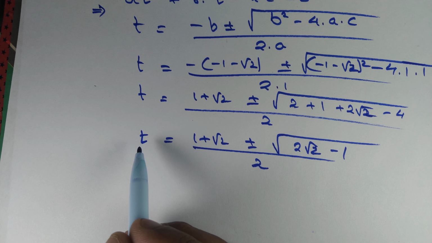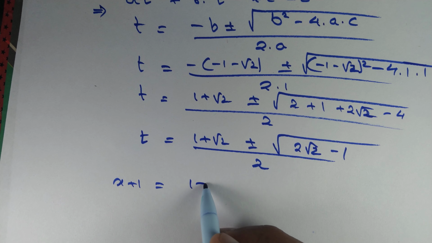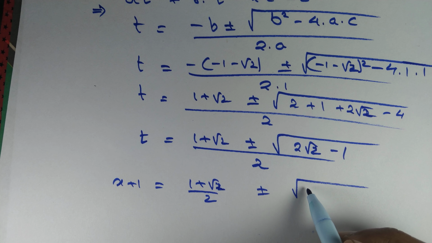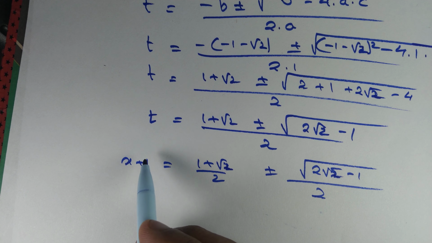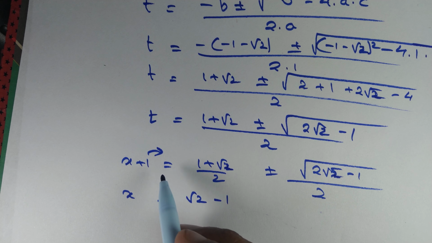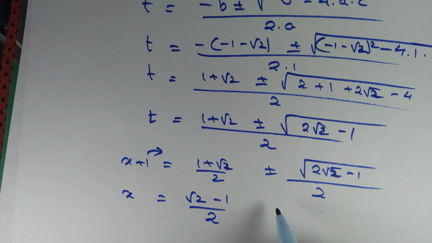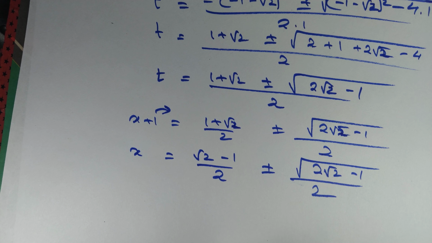Now t equal to x plus 1, and we want to find the value of x. So x plus 1 equal to 1 plus root 2 by 2 plus minus square root of 2 root 2 minus 1 by 2. Take 1 to the right hand side to say x equal to root 2 minus 1, yes, root 2 minus 2, yes, minus 2 plus 1. Yes, root 2 minus 1 by 2 plus minus square root of 2 root 2 minus 1 by 2.